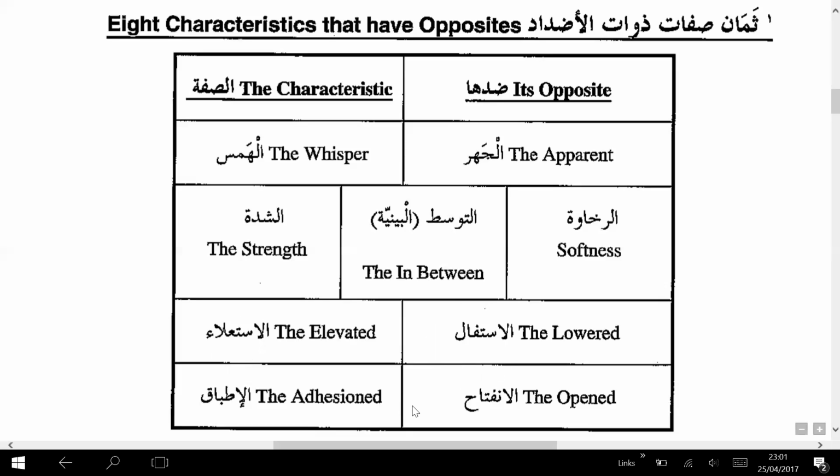Then you have itbaq and infitah. Infitah is from fatha, open, so it's open, and in addition, the opposite is closed, itbaq. So these are 8 characteristics which have opposites. You will see that here there will be 1 extra because of that middle, so it will be 9 here.